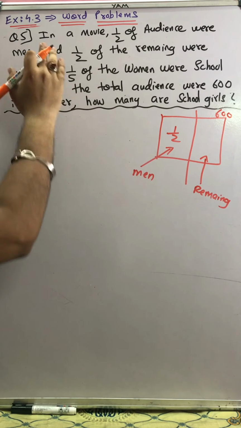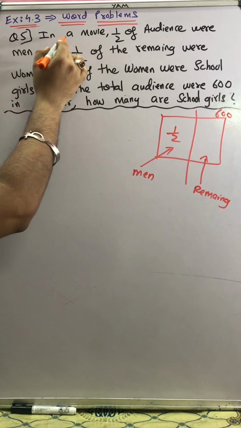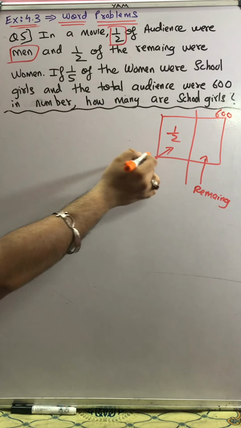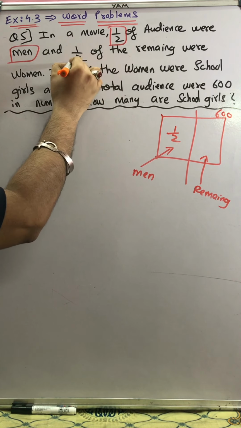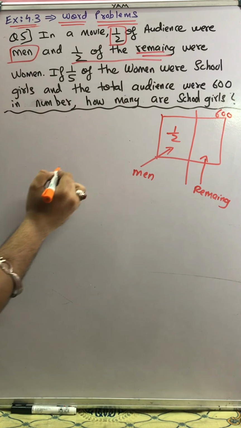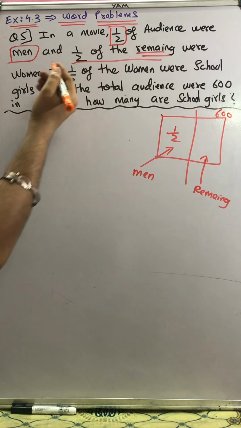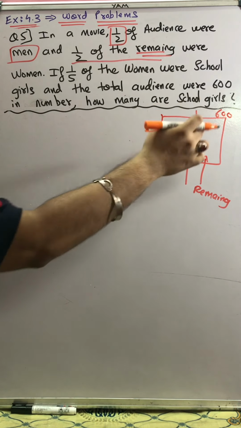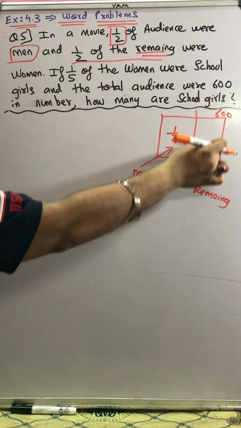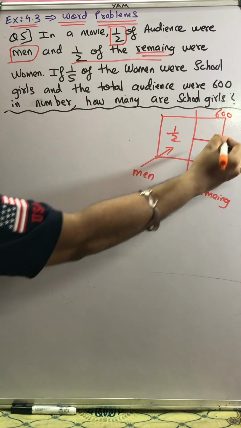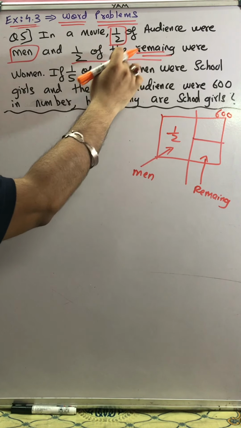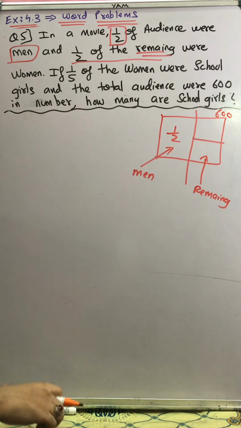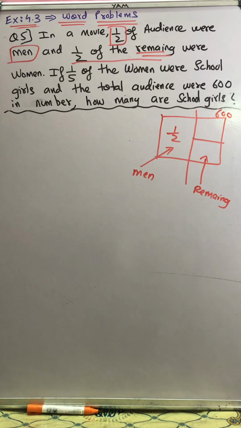Okay, now please see the question. In a movie, half of the audience were men. Okay, we did it here. Half of the remaining. Half of what? Ask yourself, half of whom? Half of the remaining. So now half of this remaining. So if this is my remaining portion, I'll highlight my remaining portion with black color now.